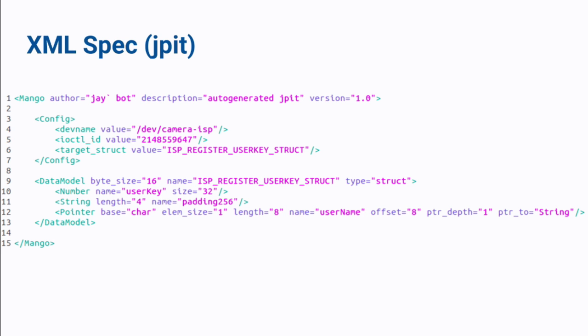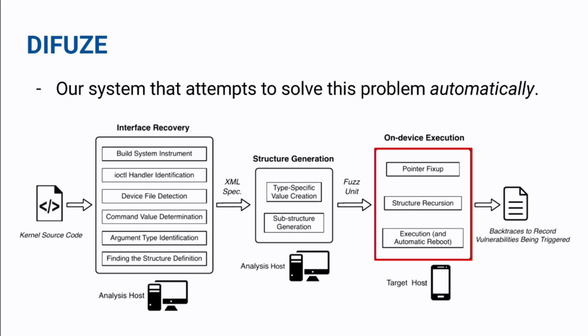And an example of this XML spec, which I mentioned, is shown here. As you can see, it shows the device name, the ioctl ID, or the command number, as well as the target struct expected by that ioctl. And for that structure, it will have the structure elements, the fields needed, down below in the data model. And if that structure references any other structures, we'll include those as other data models as well. And then MangoFuzz, on the analysis host part, will generate the fuzz units to be sent to the device for the on-device execution.